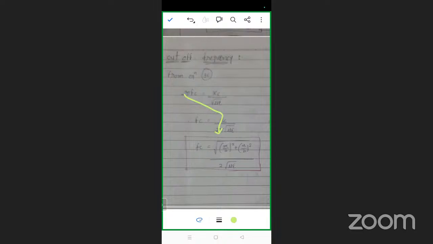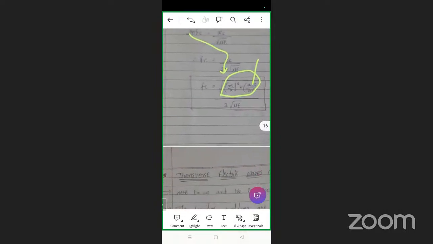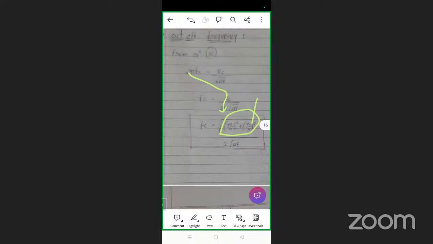From this, again Kc is substituted. What is Kc? Under root of (m pi by a) whole square plus (n pi by b) whole square, by 2 pi times root mu epsilon. So up to here, this is TM mode.